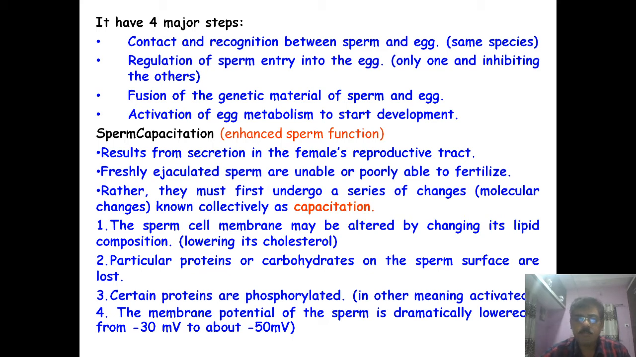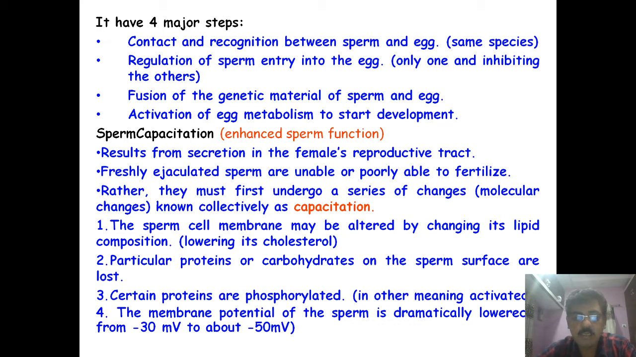Then the important process related to sperm function during fertilization is sperm capacitation. What is sperm capacitation? It is an enhanced sperm function. It results from secretions in the female's reproductive tract. Freshly ejaculated sperms are unable or poorly able to fertilize the ovum. Rather, they must first undergo a series of molecular changes, and this process is called capacitation.